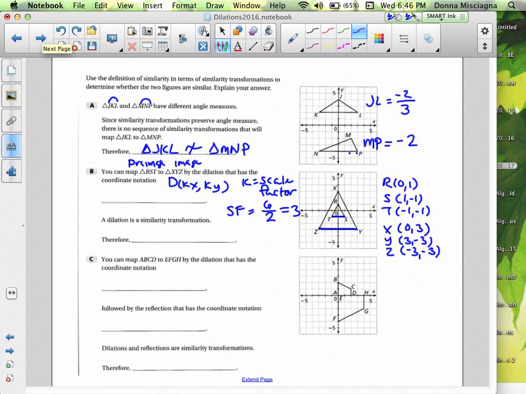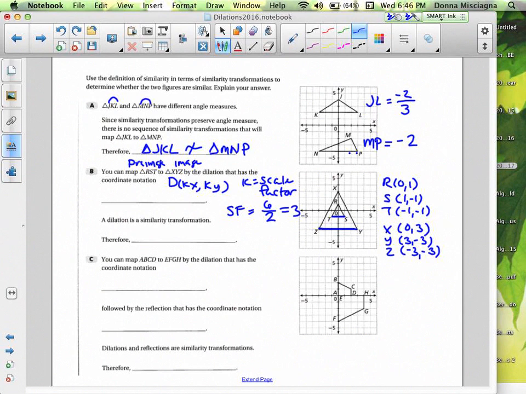Let's check and see if that works. Okay? So if I multiply 3 by 0, 1, I get 0, 3, right? And 3 times 1 is 3, and 3 times -1 is -3. Okay, so if I multiply S by the scale factor, I get Y. How about if I multiply T? Well, 3 times -1 is -3, 3 times -1 is -3. That works out for all my points. So you can check it mentally. You don't have to necessarily match up each pair of corresponding sides when it's on a coordinate plane.